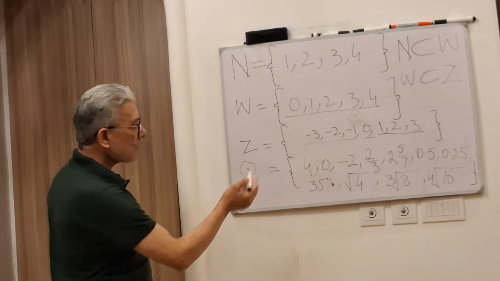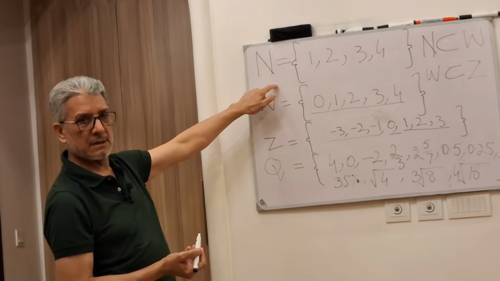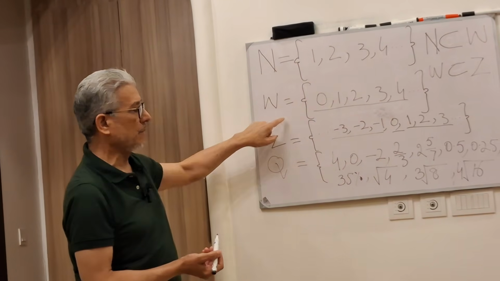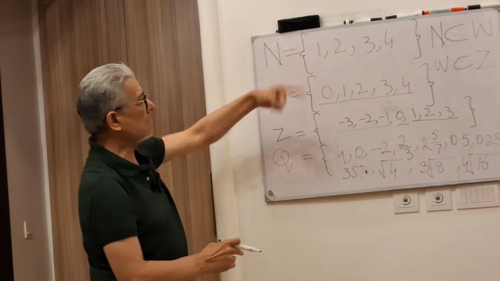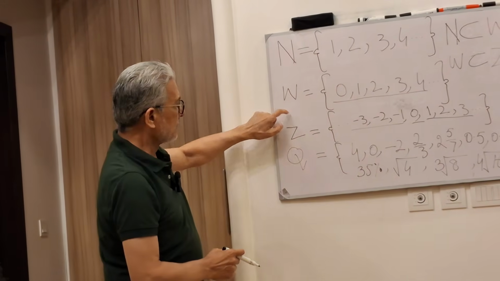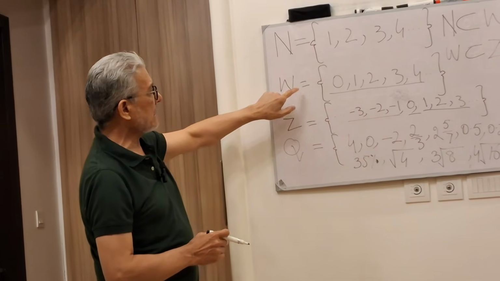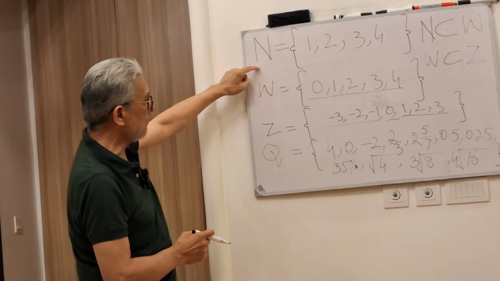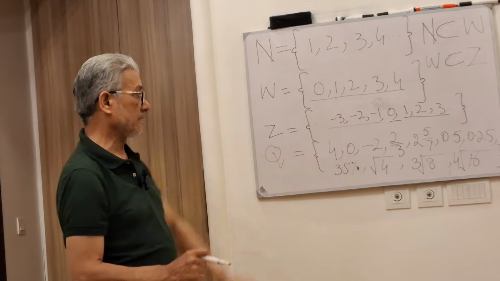But integers are not a subset of whole numbers because all integers are not present in the whole numbers. The negative numbers in the integers are not present in the whole numbers. So integers are neither a subset of whole numbers nor of natural numbers. But natural numbers and whole numbers both are subsets of integers.